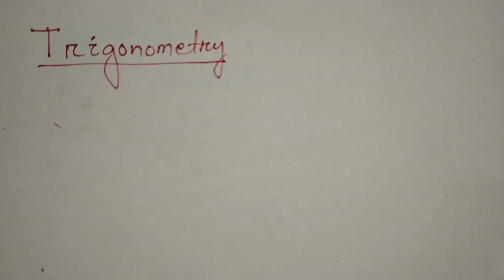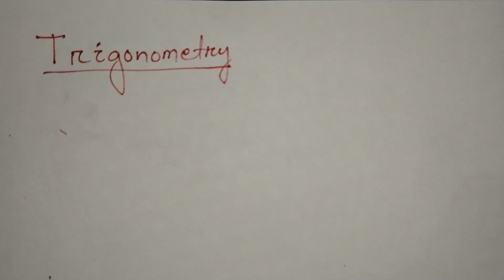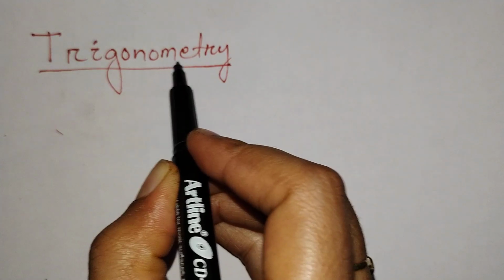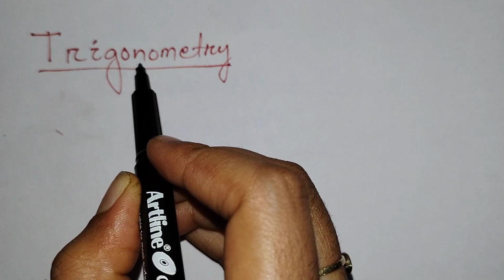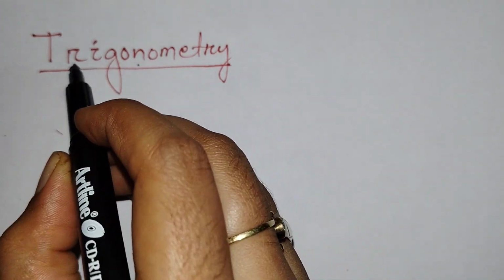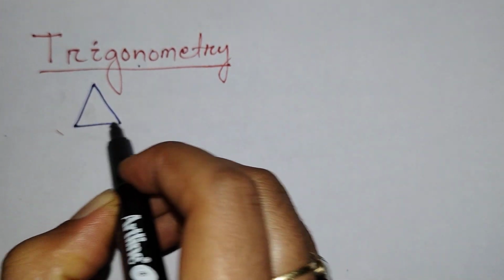Today I am going to start another new interesting chapter. This is trigonometry of class 10 mathematics book, and here we are going to discuss trigonometry. Trigonometry is a part of mathematics, just like you hear arithmetic, geometry, mensuration, construction. Trigonometry means: metry means measurement, and trigon means it's related to a triangle.